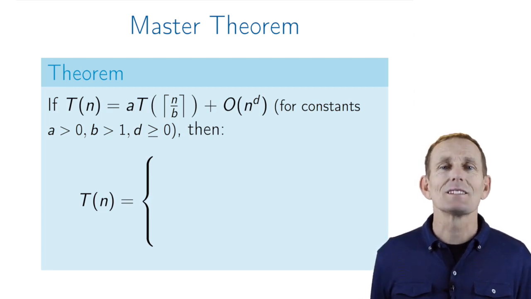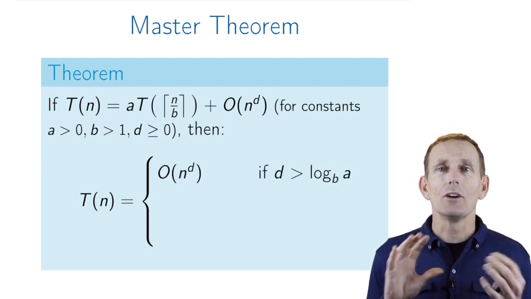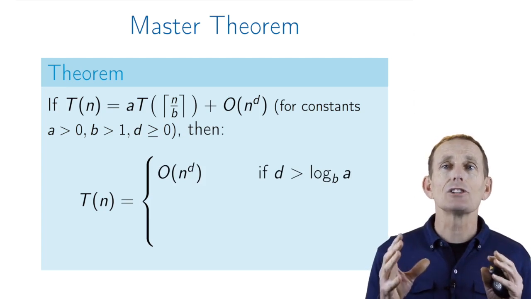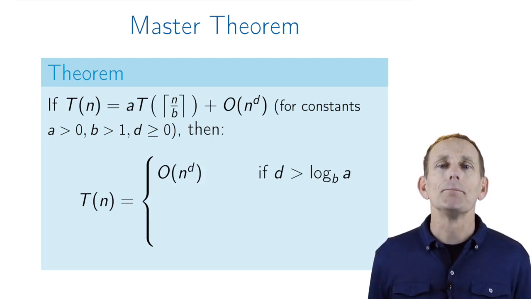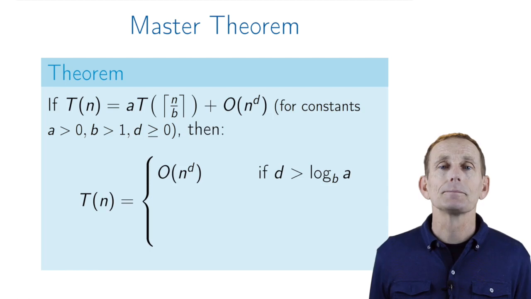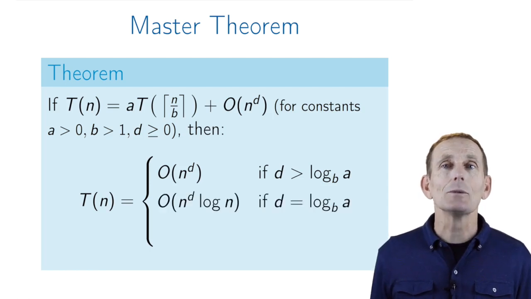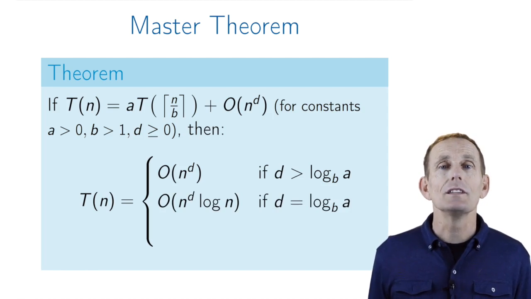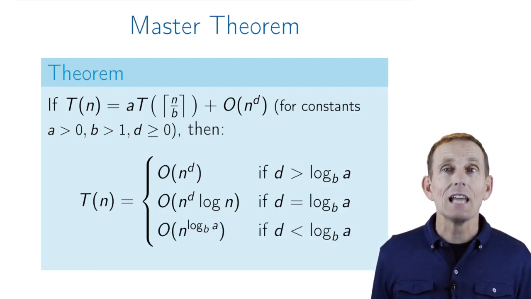There are 3 subcases. All these cases depend on the relationship between d, a, and b. Case number 1: is d greater than log base b of a? If so, the solution is just this polynomial in n, big O of n to the d. If d is exactly equal to log base b of a, then the solution is big O of n to the d with an extra factor of log n. And finally, if d is less than log base b of a, then the solution is big O of n to the log base b of a.